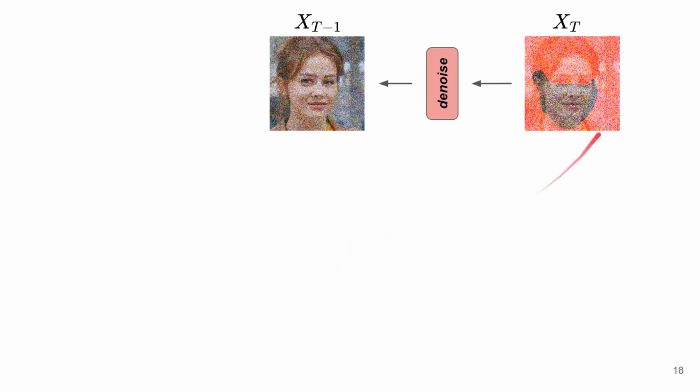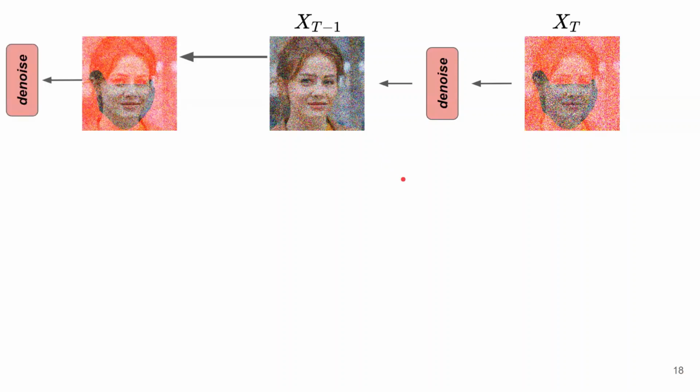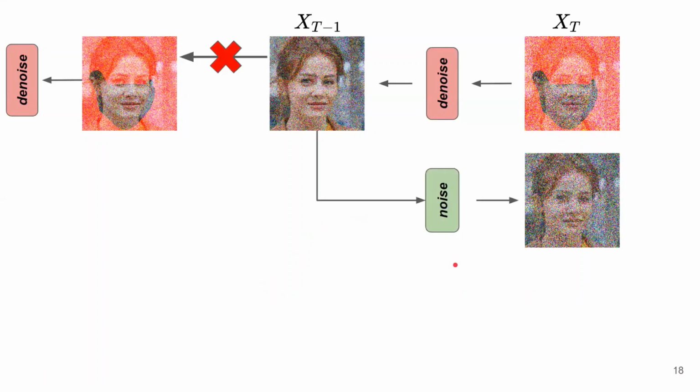So basically, in the original denoise step, we have xt and we denoise it to xt-1. Normally, we do the next step and we denoise it to xt-2. And in the resampling step, we say, no, we don't want to do that. We add noise again to this xt-1.